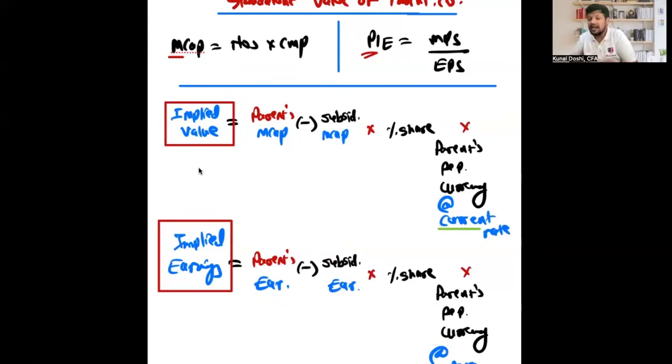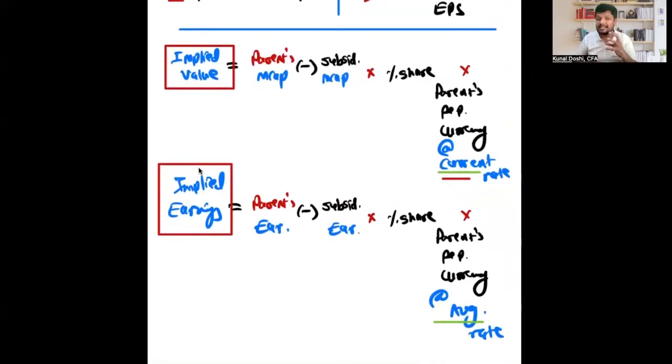So if we are using the current rate method, we will have to take the currency rate into consideration. So the parent's reporting currency at the current rate, because it's about the balance sheet, the equity value, the balance sheet value at the current rate. But when it comes to earnings, from the parent's earnings we will subtract the subsidiary's proportionate earnings. And for earnings, we take the average rate. Remember, the income statement is at the average rate.